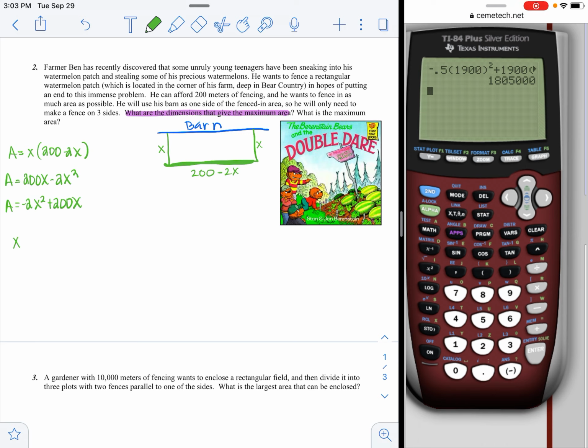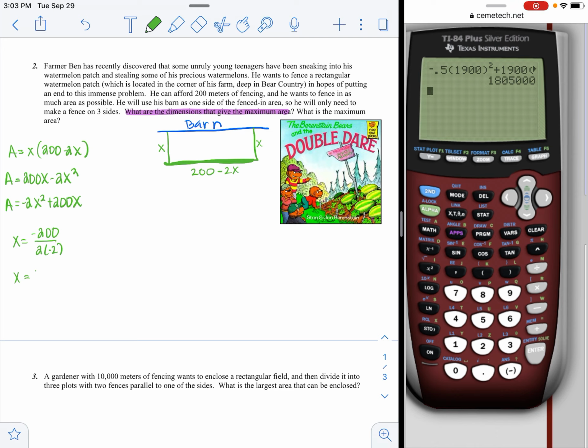So I'm going to use x equals the opposite of b over 2 times a. So once again, I'm dividing by negative 4. It's negative, so that means the final answer is positive. Half of 200 is 100. Half of 100 is 50.